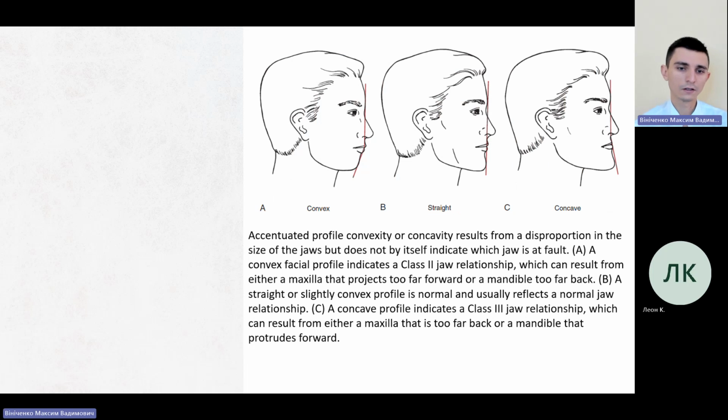Accentuated profile convexity or concavity results from a disproportion in the size of the jaws, but does not by itself indicate which jaw is at fault. A convex facial profile indicates a class II jaw relationship, which can result from a maxilla that projects too far forward on a mandible too far back. A straight or slightly convex profile is normal and usually reflects a normal jaw relationship. A concave profile indicates a class III jaw relationship, which can result from a maxilla that is too far back or a mandible that protrudes forward.